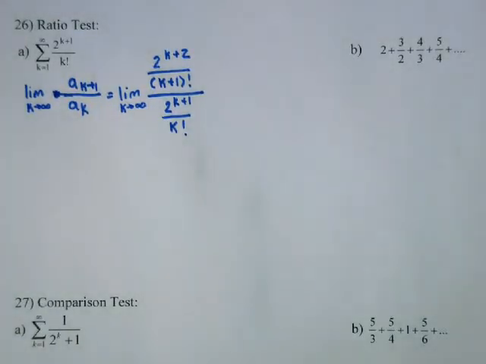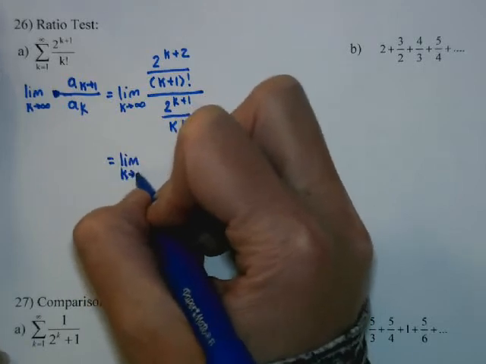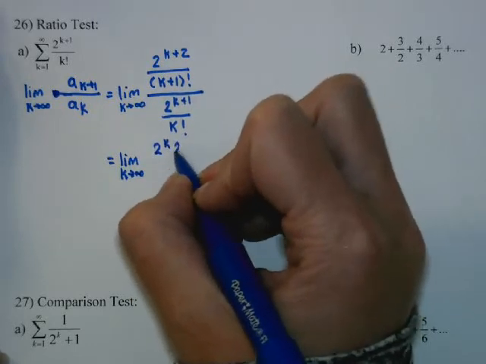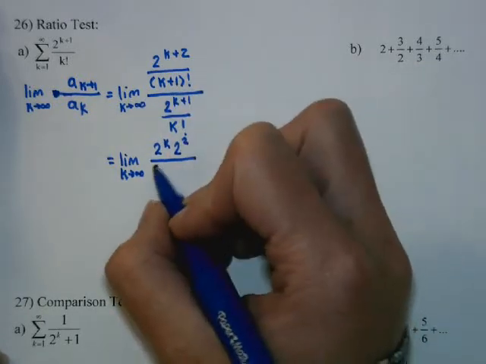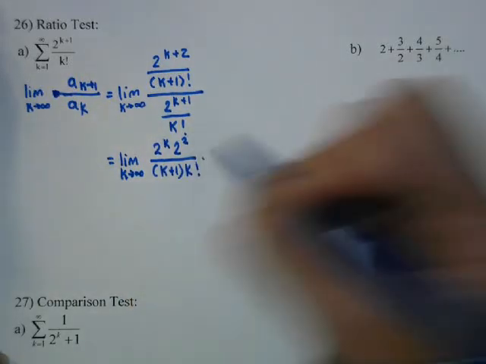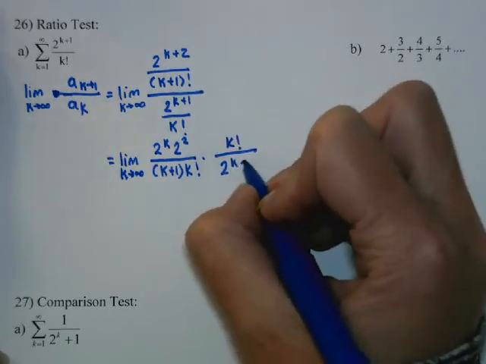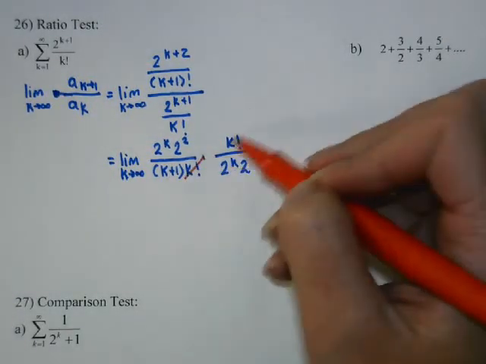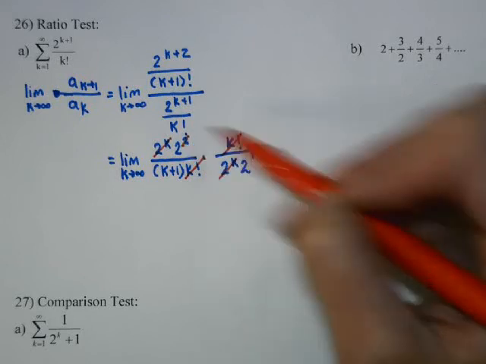Okay, so we're going to do a couple things in this next step. I'm going to rewrite this as 2 to the k times 2 to the 2 over k plus 1 factorial, which is k plus 1 times k factorial, and then we'll multiply by the reciprocal, which will be k factorial over 2 to the k times 2 to the 1. So the k factorials cancel, the 2 to the k's cancel, and I've got 4 over 2, so I'll just say that's going to be 2.